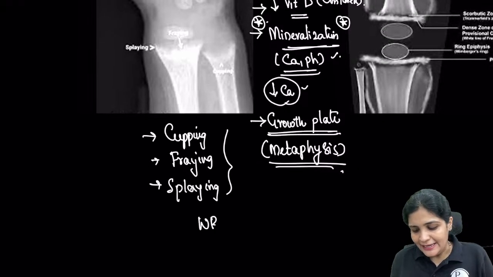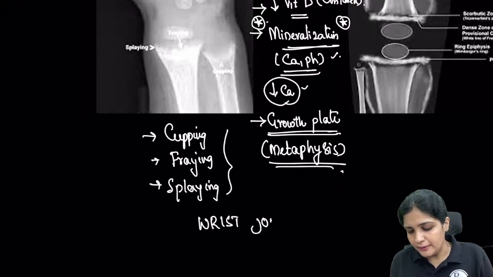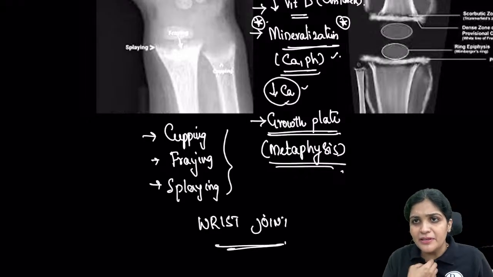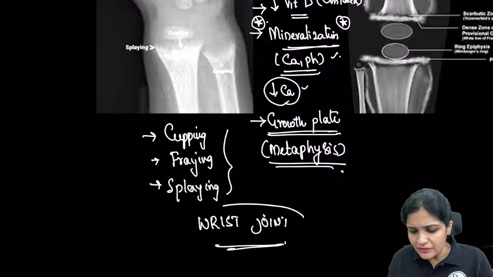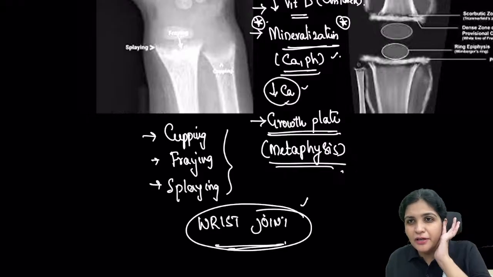So we take the X-ray of the wrist joint.